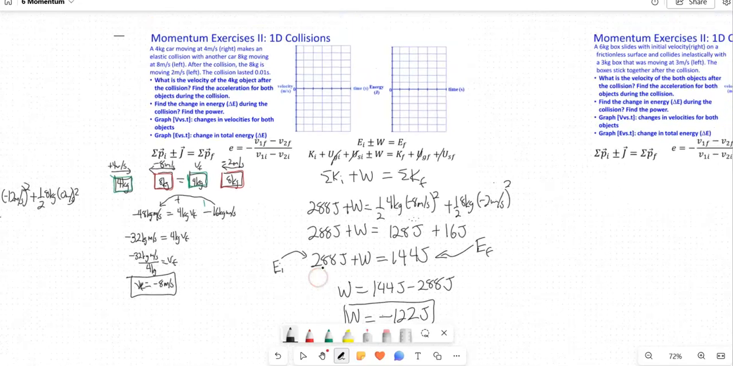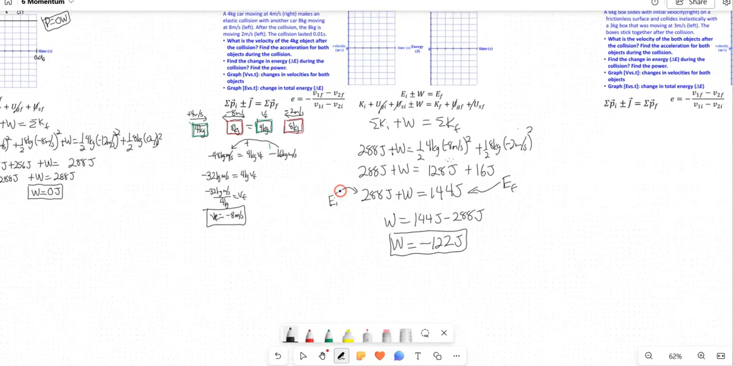Okay. All right. Now, we didn't have to do this part, but this is part of your lecture, so I want to point this out. Let's figure out what the coefficient of restitution is. We know we have a loss of energy.